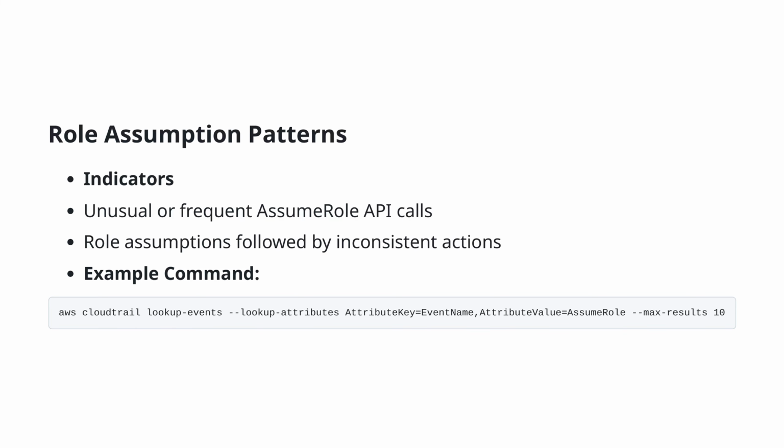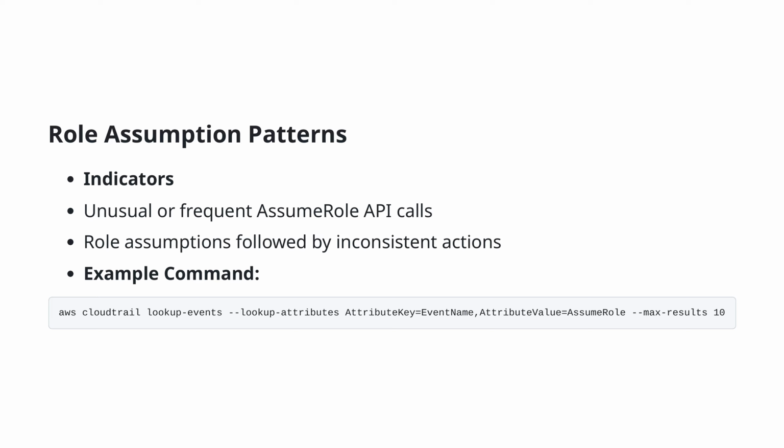In this slide, we will focus on role assumption patterns within your AWS environment. Detecting unusual role assumptions is instrumental in identifying potential security breaches. Here are some key indicators to watch for. Unusual or frequent AssumeRole API calls: a high number of role assumptions can be a red flag, suggesting misuse or unauthorized access attempts. Role assumptions followed by inconsistent actions: actions that do not align with common operational patterns post-assumption can indicate malicious behavior.